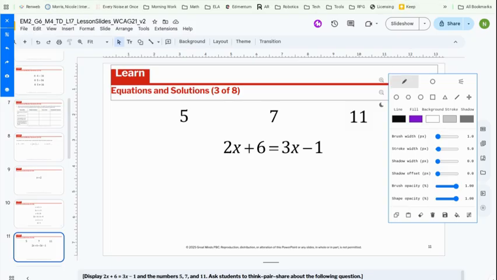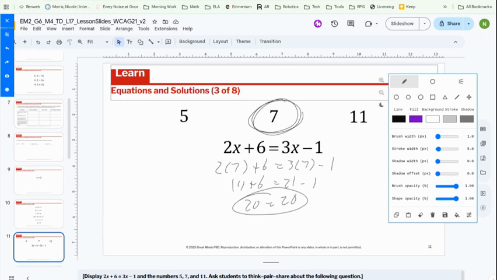So let's try 7. 2 times 7 plus 6 equals 3 times 7 minus 1. That's 14 plus 6 equals 21 minus 1. That's 20 equals 20. That looks true. So this is our true statement. This is wrong. And if we would try this one, it is also wrong.